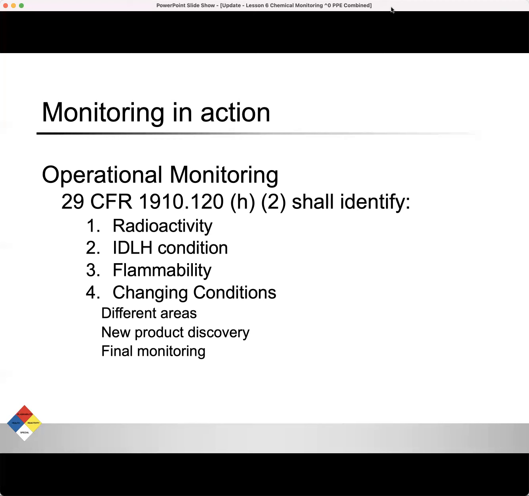And then also final monitoring. Once we've completed what we think we've completed our defensive activity, operational activity, we need to do a final monitoring to make sure that the work we've done has taken care of the issue.